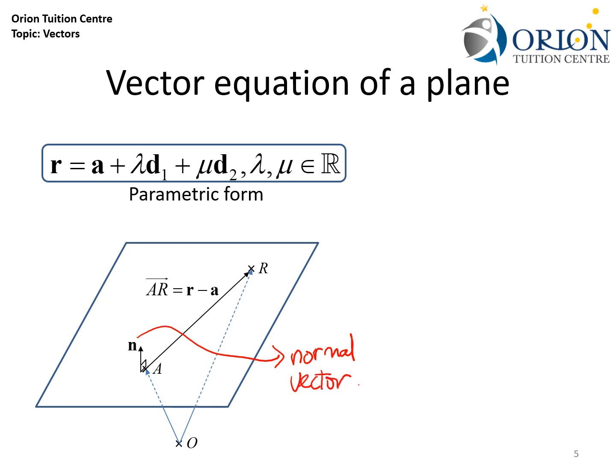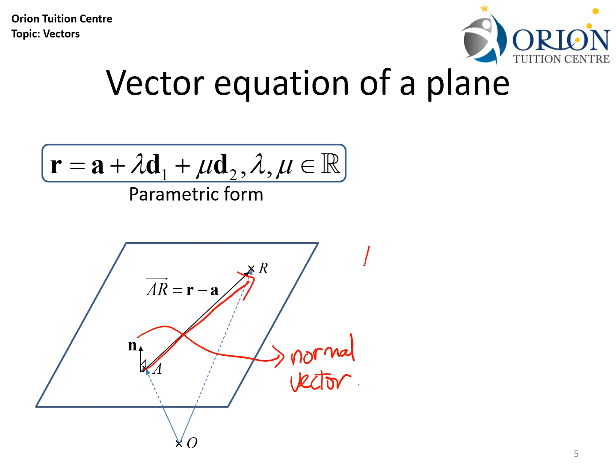And for any plane, there is only one direction that the plane is perpendicular to. That means the normal vector is a unique entity that we can use to describe the orientation of a plane. To define the plane using its normal vector, we will first form vector AR.